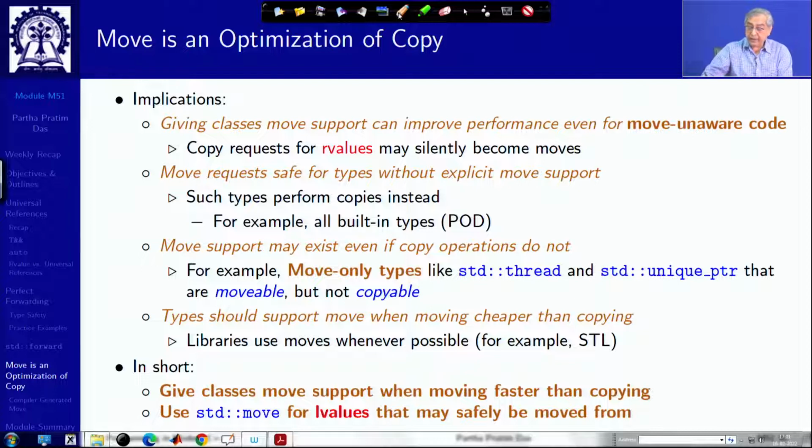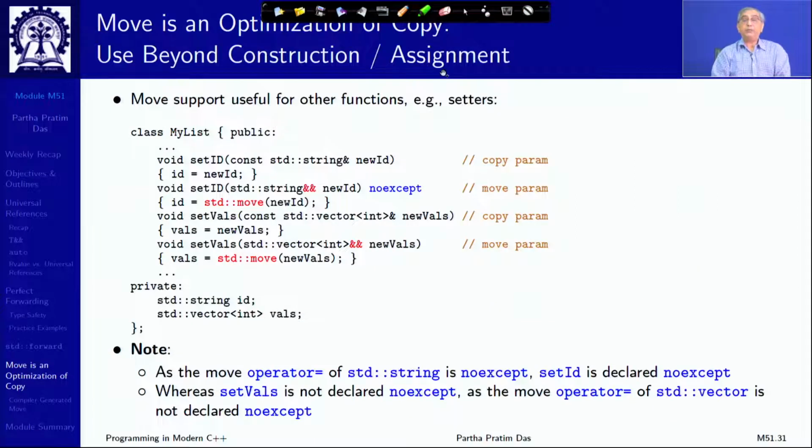Of course, note that there are some classes where the copy operation has been forcibly blocked, so that they are called move-only types, where you can only move, you cannot copy an object; they are only movable, not copyable. We will talk about these kinds of classes and objects at a later point of time, but in general, types should support move when it is cheaper than copy.